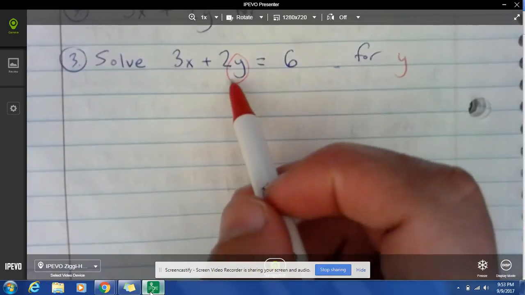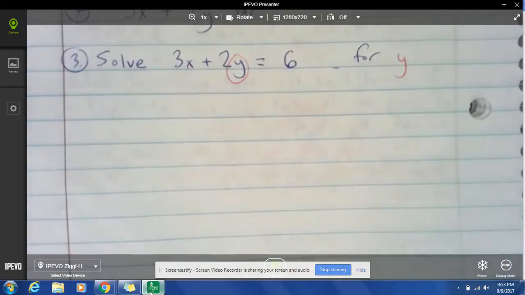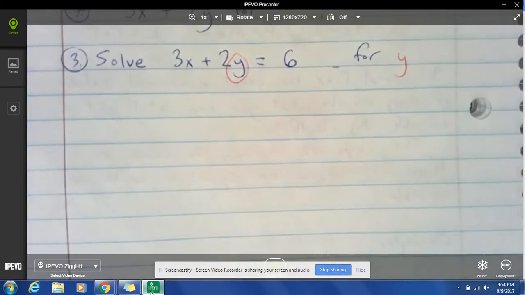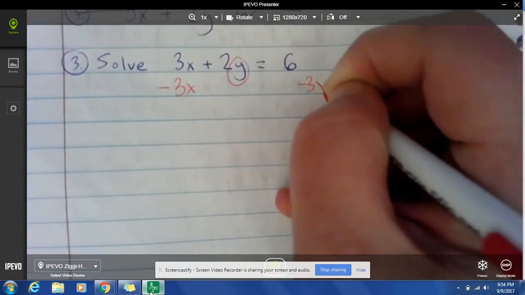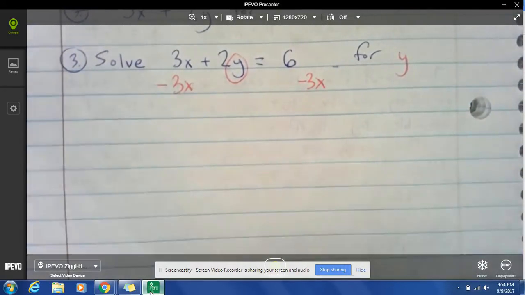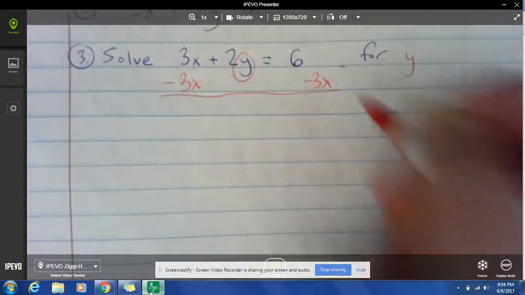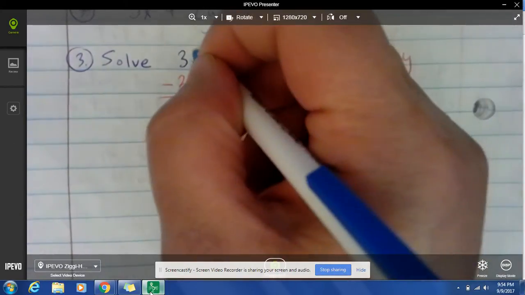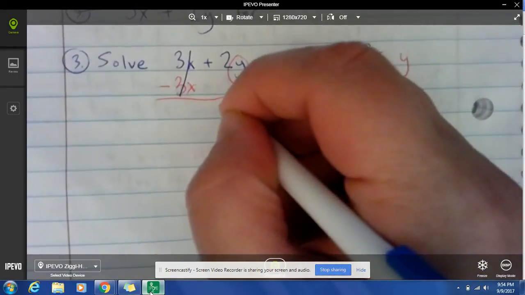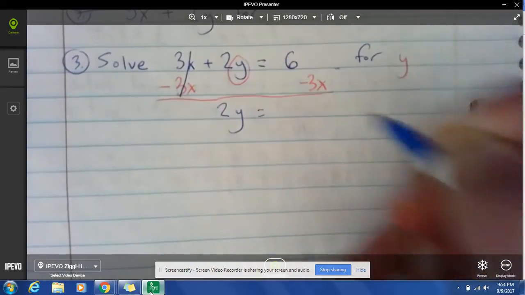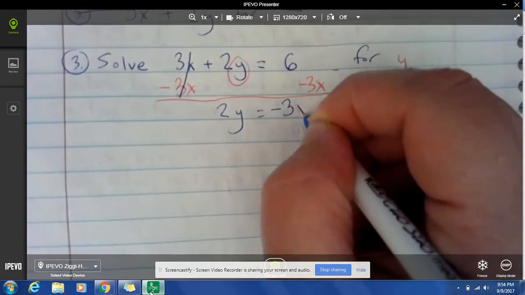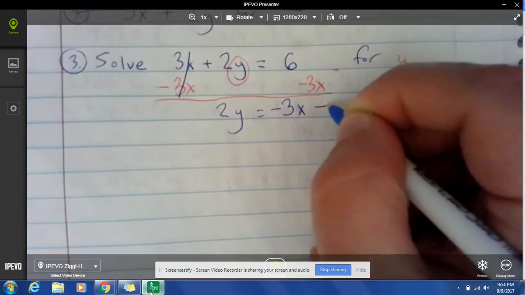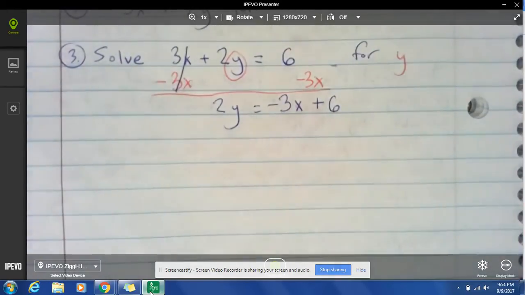So if we look at what's being added or subtracted to the 2y, we have a 3x being added to it. So we're going to get rid of that positive 3x, so we're going to subtract. Again, I'm not going to put the 3x right under the 6 because they're not like terms. They cannot be put together. And so we have 2y equals, I'm going to put the negative 3x first, because again, if we're trying to get into mx plus b, that's how we want to see it. So this is 2y equals negative 3x plus 6.